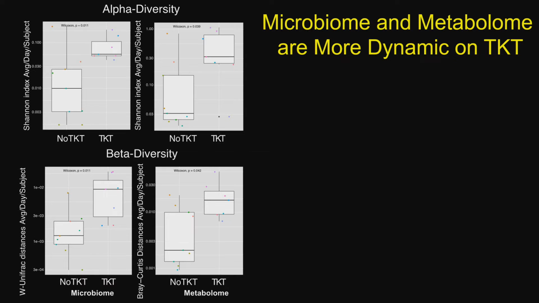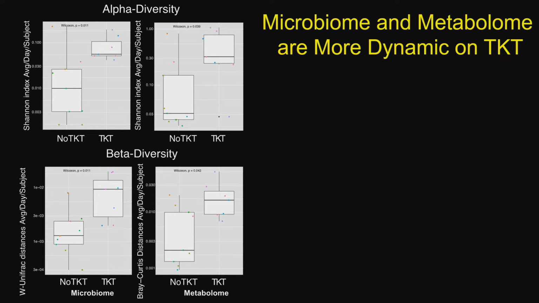And what we see is that on Trikafta, the alpha diversity is changing more per day than it was prior to the drug. So things are moving quicker. The beta diversity, the change in the difference in the microbiome through time, is faster again when they're on the drug, and this is true for both the microbiome and the metabolome. So the microbiology and the chemistry are changing faster while they're on Trikafta.